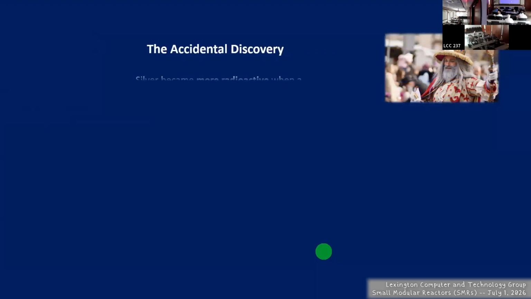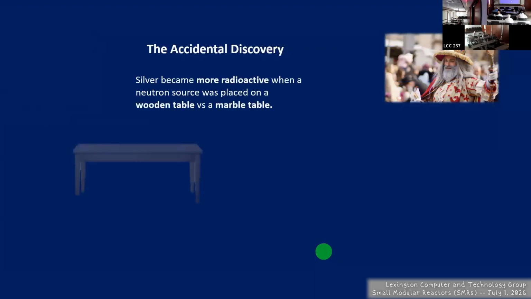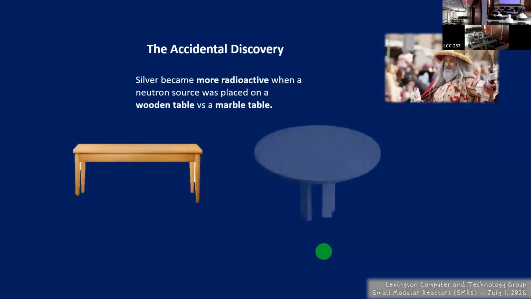Now, he had an accidental discovery in his laboratory in Italy. He was bombarding silver with neutrons to see how radioactive it would become. And what he found was when the neutron source was placed on a wooden table, it caused the silver to become more radioactive than if you put the neutron source on a marble table. Now, only in Italy would you have a marble table in a laboratory, but he had one. And he thought that was incredibly mysterious.